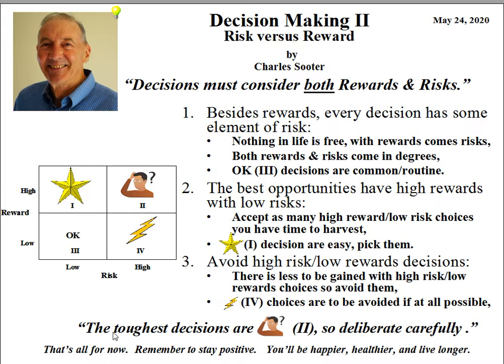So my final message is the toughest decisions are in quadrant 2, where the rewards are high and the risks are high. So you have to deliberate carefully on these. All the other boxes are pretty easy to decide. Pick the stars, avoid the lightning bolts, and do some of the OKs.